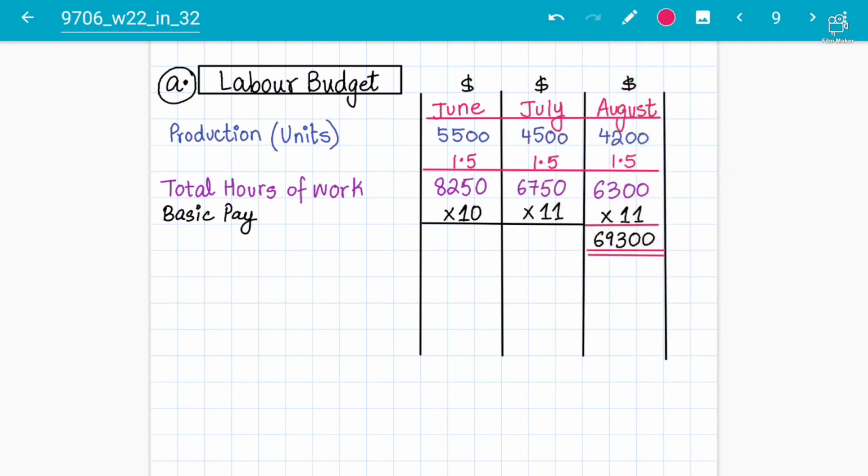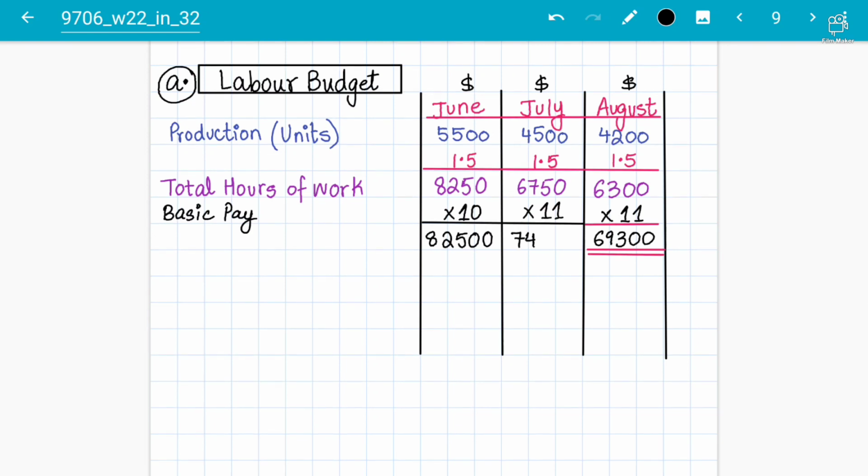Students need to understand that this will be $82,500, the basic wages. And 6750 into 11 will be $74,250. So that will be the basic wages. Okay, and now this is the basic pay.